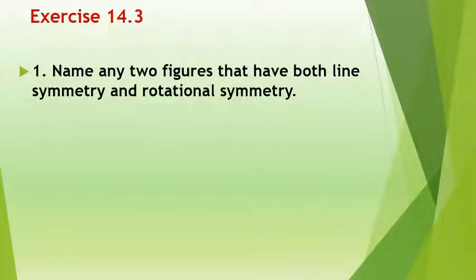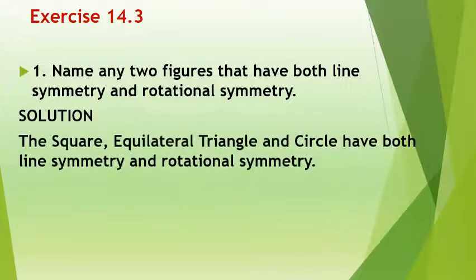Next we can move to exercise 14.3. Question number 1. Name any two figures that have both line symmetry and rotational symmetry. Any figure, for example square, equilateral triangle, circle, rectangle. All these figures have line symmetry and rotational symmetry.